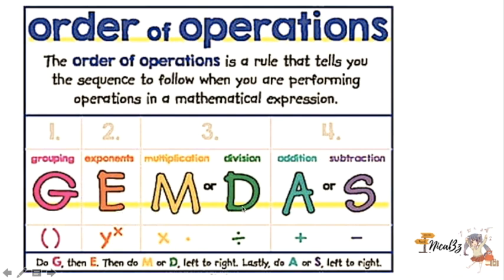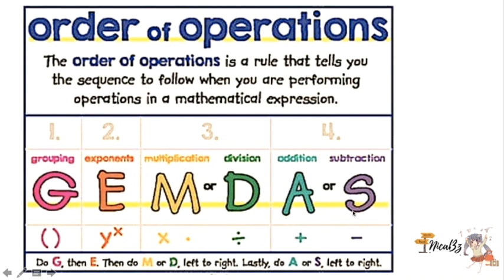And then you do multiplication or division. But you have to take note that whichever comes first, that must be done first. So if it happens that division comes before multiplication, then you do division. And if multiplication comes before division, then you do multiplication. And you decide it from left to right.